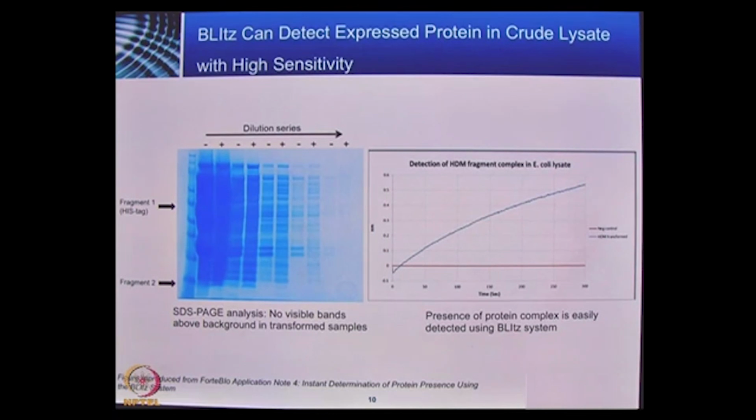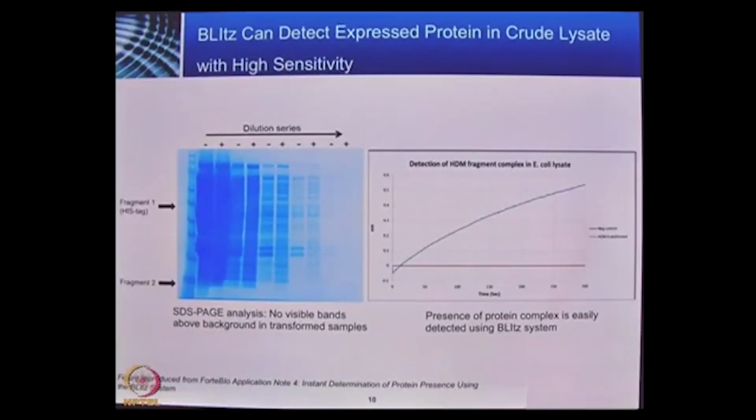What they have done is, from the cultured E. coli samples, they just take out 4 microliters of the cultured bacteria and dip these 4 microliters onto the BLITZ system. Then we use an anti-His biosensor attached to the BLITZ system, and the anti-His biosensor is dipped into the sample, which is only 4 microliters.